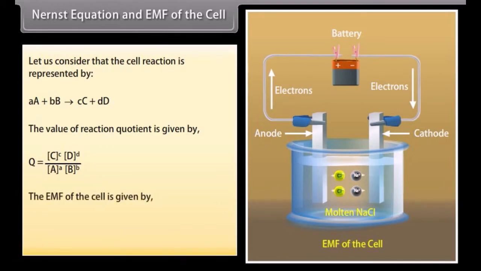The EMF of the cell is given by E0 cell minus 0.0591 upon n multiplied by log C raised to the power c into D raised to the power d divided by A raised to the power a into B raised to the power b.